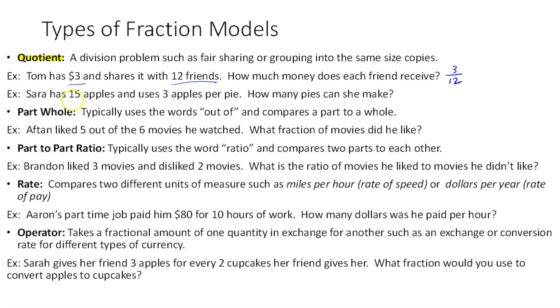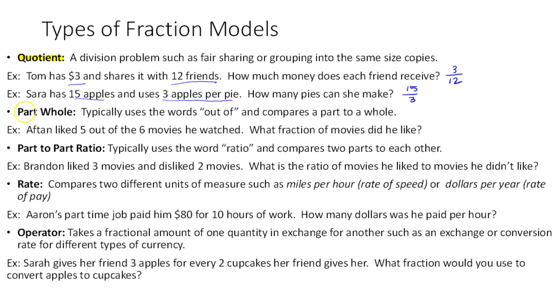The next one, Sarah has 15 apples and uses 3 apples per pie. How many pies can she make? Well, in this situation, she has the part she's starting with, 15, and she's grouping it into the same size copies. So she's dividing the 15 into groups of 3. So we could represent this by 15/3. And for now, we're not going to simplify these fractions. So 15/3 or 15 divided by 3 is 5. You may know this is 1/4, but we're going to do that later on in the unit.